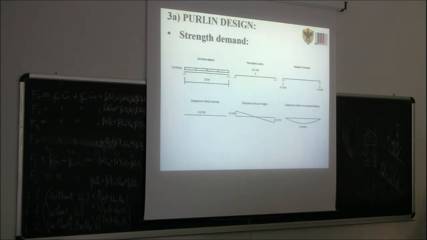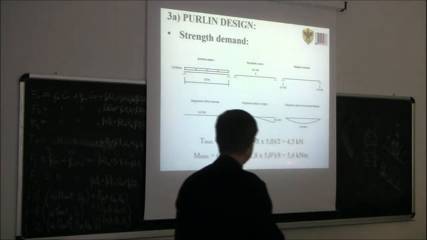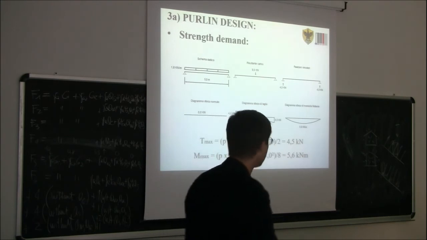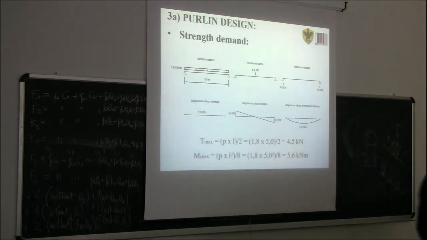So, strength demand, we have a simple supported beam. This is very simple to solve. So we find out immediately that the restraint reaction is 1.8 times 5 times the length divided by 2, so 4.5 kN restraint reaction, which is also the maximum shear at a support. Then we calculate the maximum bending moment at mid-span, 1.8 times the span length squared divided by 8, so 5.6 kNm. And now we have the value that we need to do the design for biaxial bending.